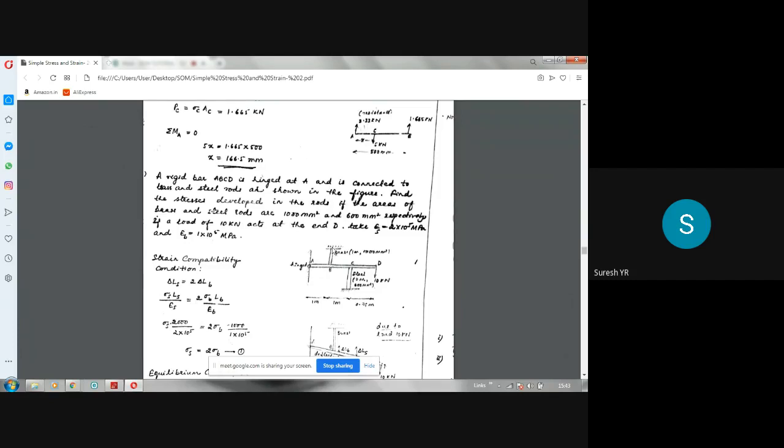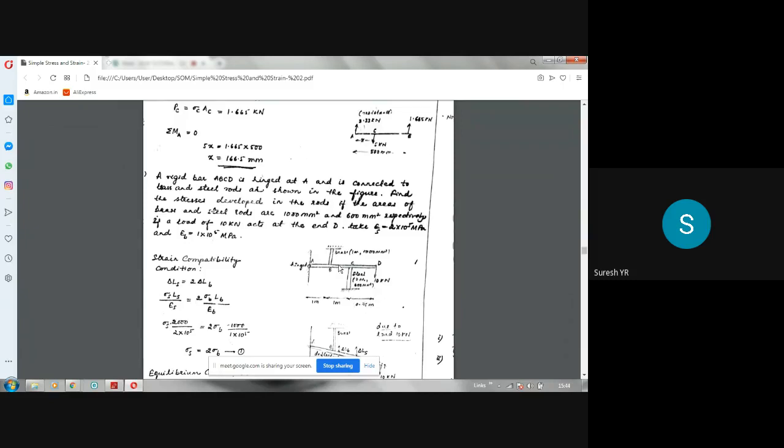Now there is a brass rod here at B. Distance is 1 meter from here. Then there is a steel rod here at C. Distance is 2 meters. So from here to here it is 1 meter, and from here to here it is 1 meter. Then the load is acting somewhere here at D. 10 kilonewton load is acting. That is 0.75 meter from here.